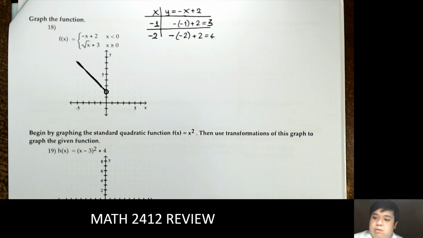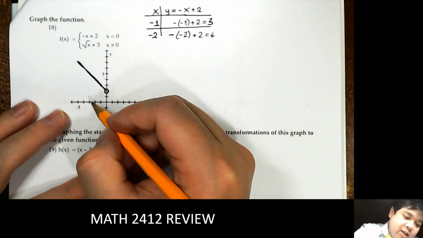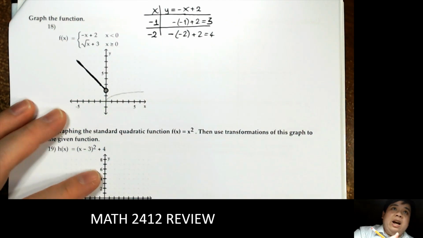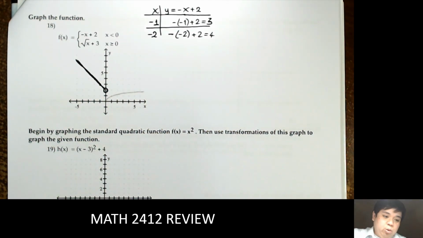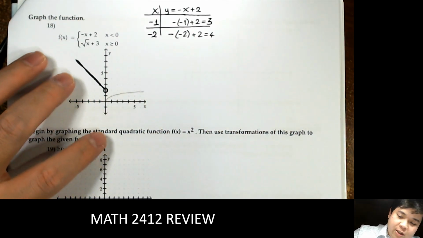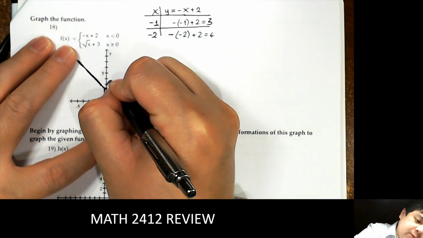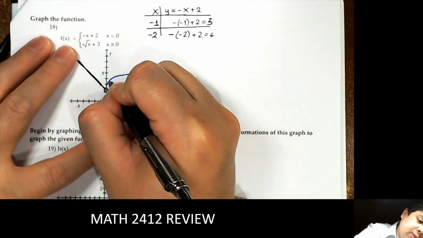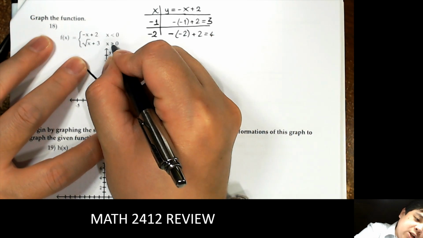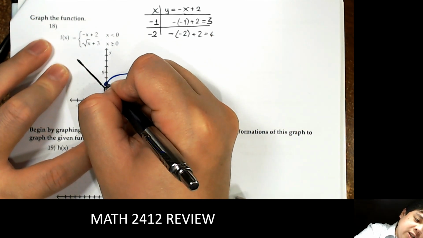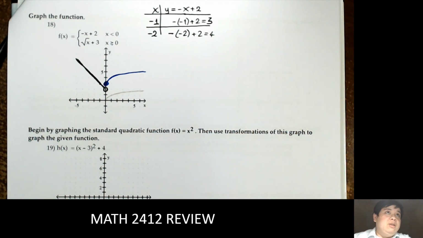Next we have square root of x plus 3. Square root of x is just that, and then we plus 3, so we just go up 3 units. And this one has the equal sign, so that's what we have.